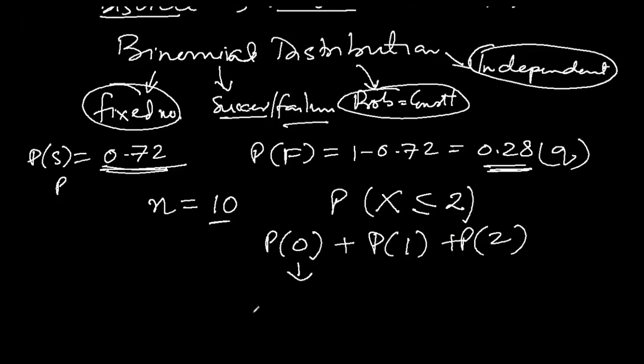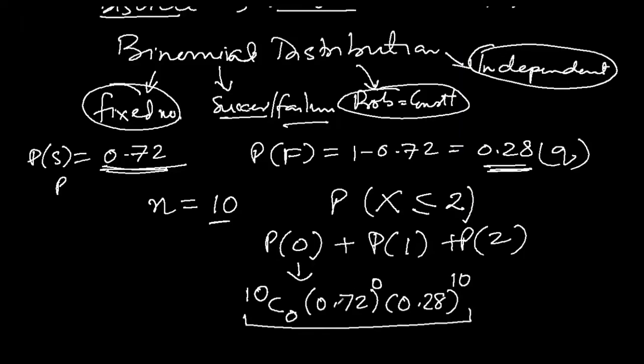And then we interpret this into the mathematical expression. I had total 10 attempts, out of them 0 are success, and the probability of success is 0.72, so 0 powers to that, but the failures are all 10 times. And this is how we find a binomial probability, and then I will similarly write one for once and one for twice, and I will add them. This was binomial distribution.